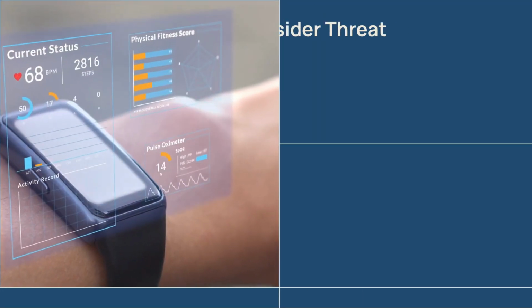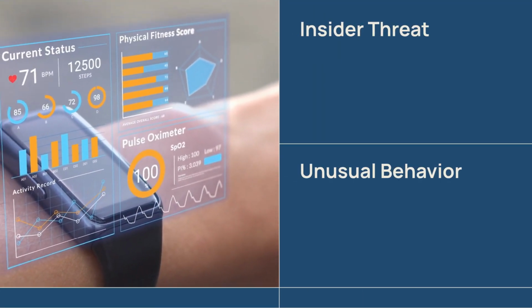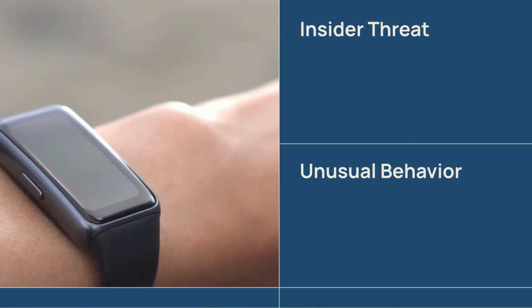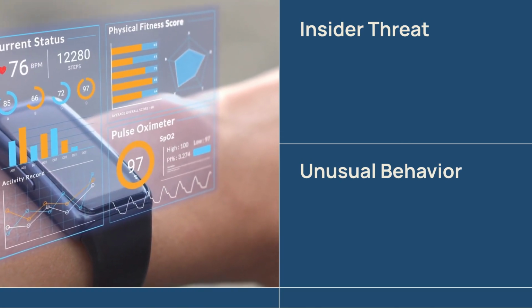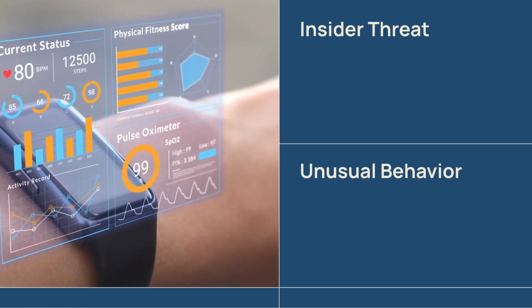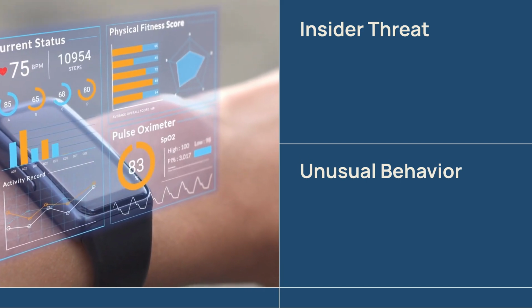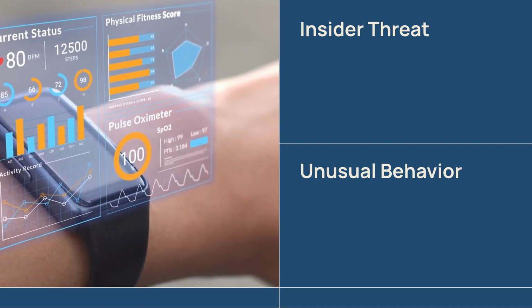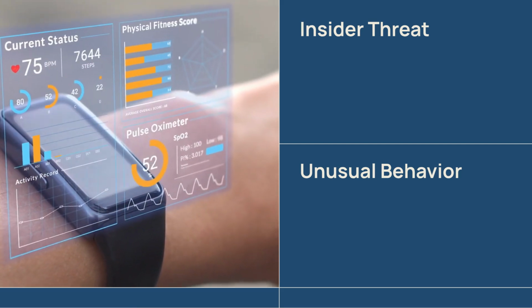SIEM can also help identify insider threat activity. For instance, if an employee suddenly starts accessing sensitive files outside of their usual work hours or from an unusual location, the SIEM can flag this as anomalous behavior. This proactive detection helps prevent data breaches or intellectual property theft from within.